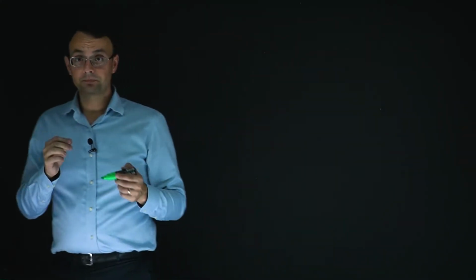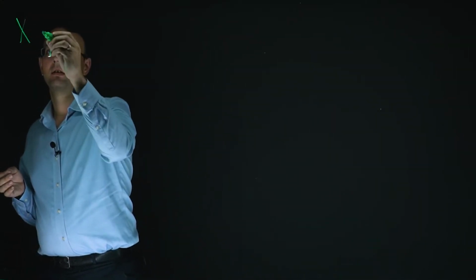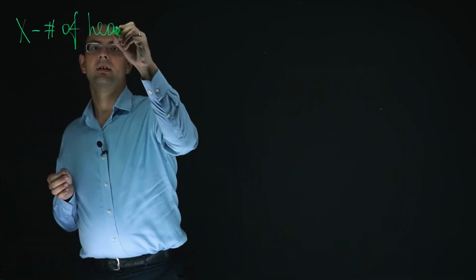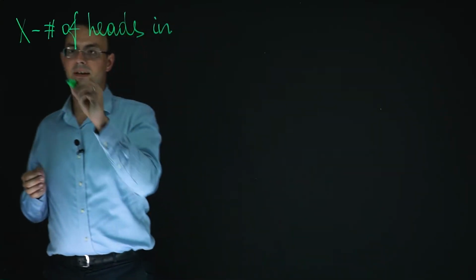When the random variable of your interest is a number of successes in a series of Bernoulli trials, if it is equal to a number of successes in a series of Bernoulli trials, that means that this is a binomially distributed random variable. So let's consider the first example, this simple one. Let's say that x is a number of heads in 7 flippings of a coin.